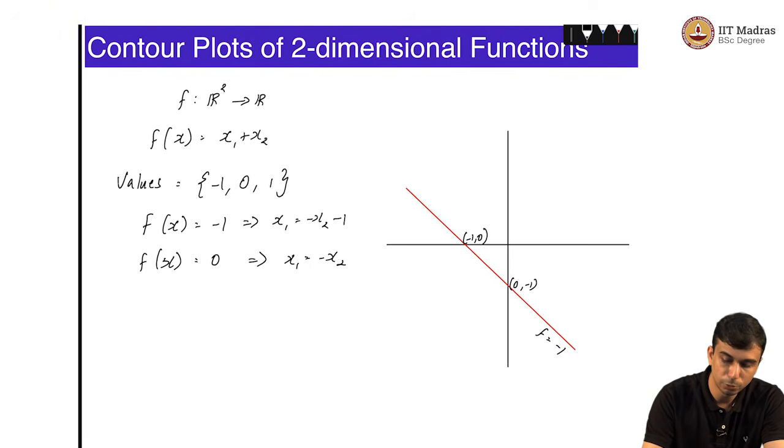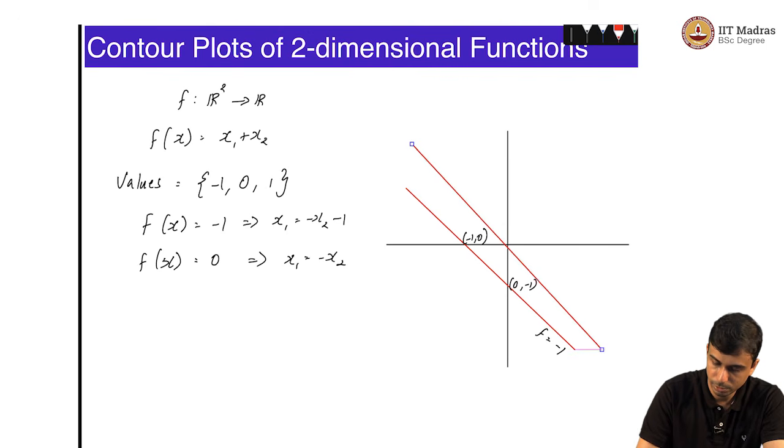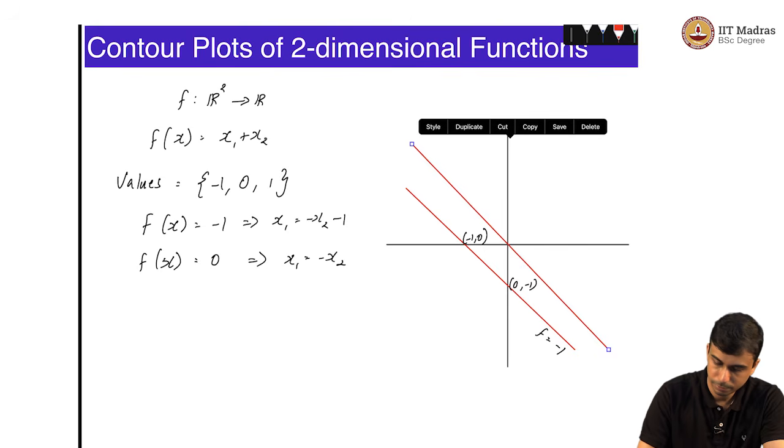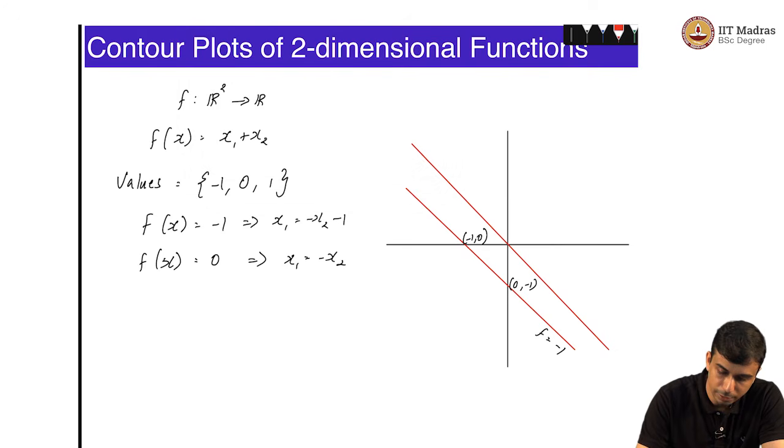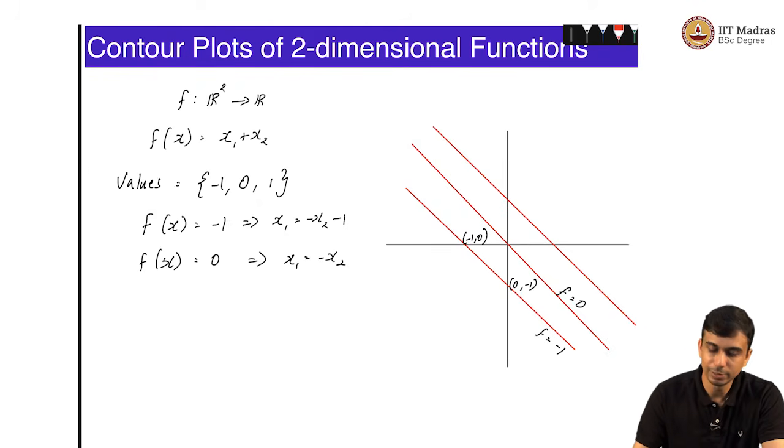And that would correspond to this set. We will label this also by the appropriate contour, which is f is equal to 0. And similarly, f equal to 1 would correspond to this set. I am not being particularly neat in drawing these figures, but this should give you an idea of what we mean by contours.